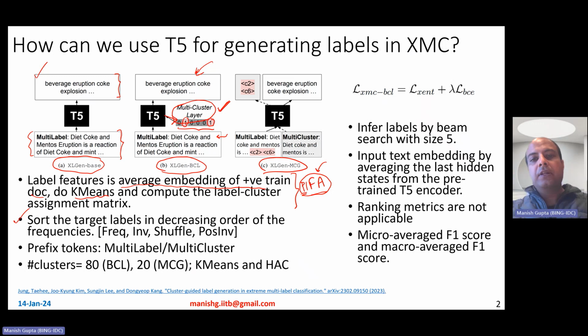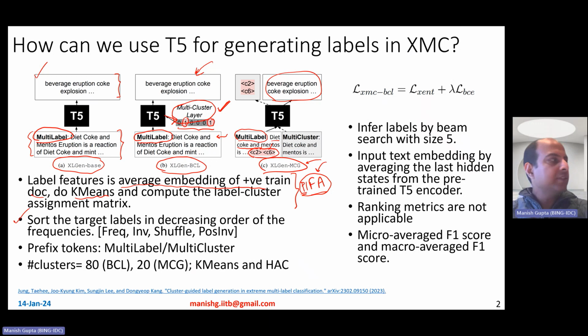Okay. Now, the third technique is XLGen MCG. This is also a multitask setup, so let's see how it works. In both these previous setups, by the way, you use a prefix called multi-label to tell T5 that you are trying to do multi-label classification. Now, in this third setup, XLGen MCG, you try to do two different tasks, and you do them simultaneously. The first task is also a multi-label task. You're trying to generate labels, but here you're supplying not just the text of the data point, but also a cluster sequence. So you're saying that cluster 2 and cluster 6 are relevant. Now generate labels.